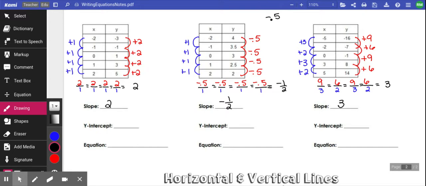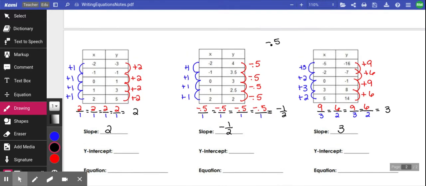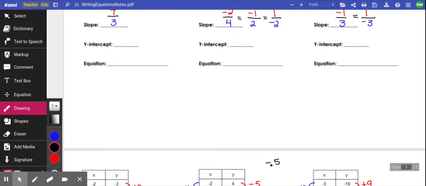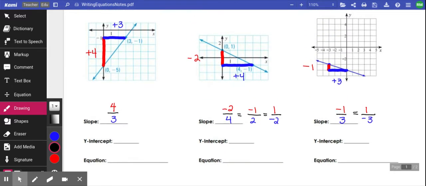Okay. And then the last one, if you look at it, 9/3 and 6/2, they both equal 3, so the slope there is 3. You could write it as 3/1, either way. Okay, so now that we have all the slopes, let's go ahead and look at the y-intercepts.